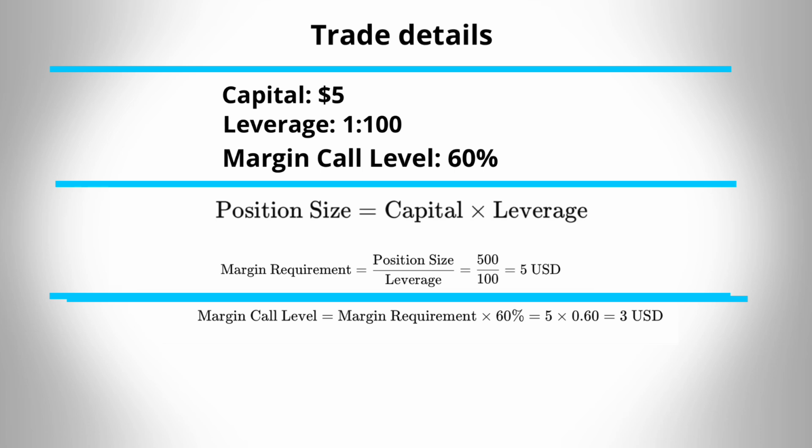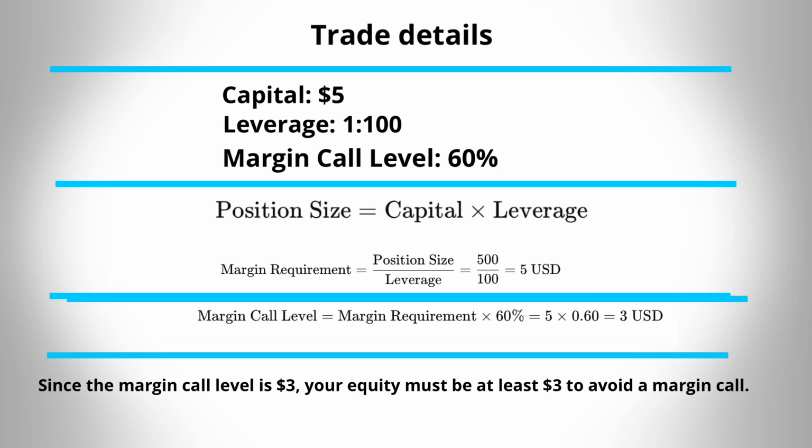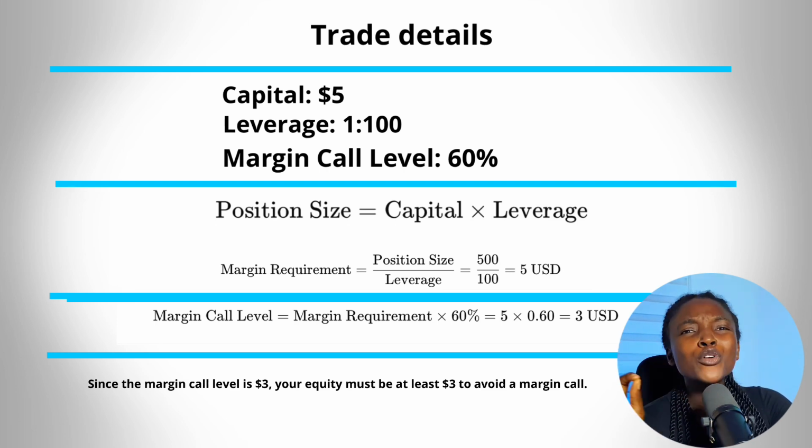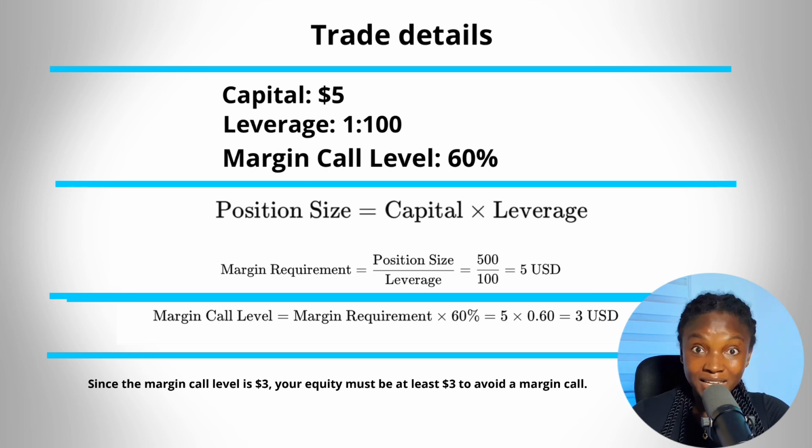Now, what this means is that in order for you to avoid a margin call, your account needs to have at least $3. That's 60% of $5. You need to have at least $3 in your account as margin, else you get a margin call. When you get a margin call, it means you need to top up your trading account. What this means is that if the trade does not go in your favor and you begin to lose, all you need to lose is $2 before you get a margin call. And $2 is so small. It's very easy to lose.